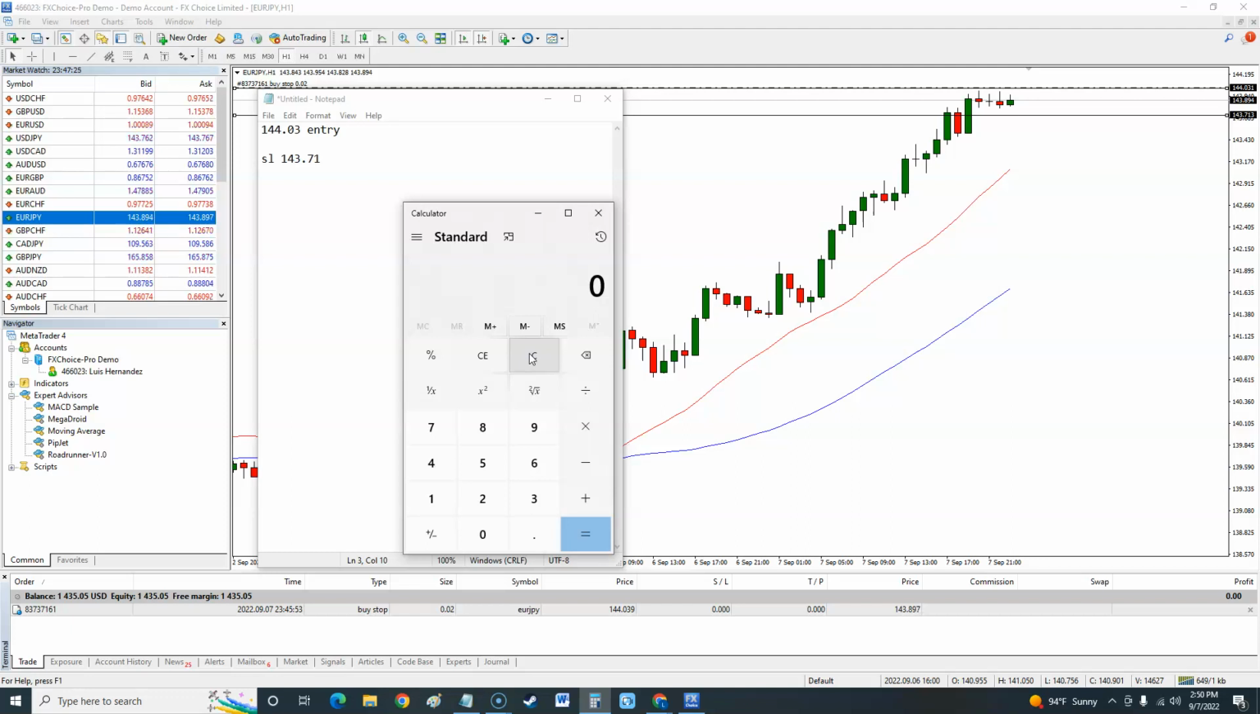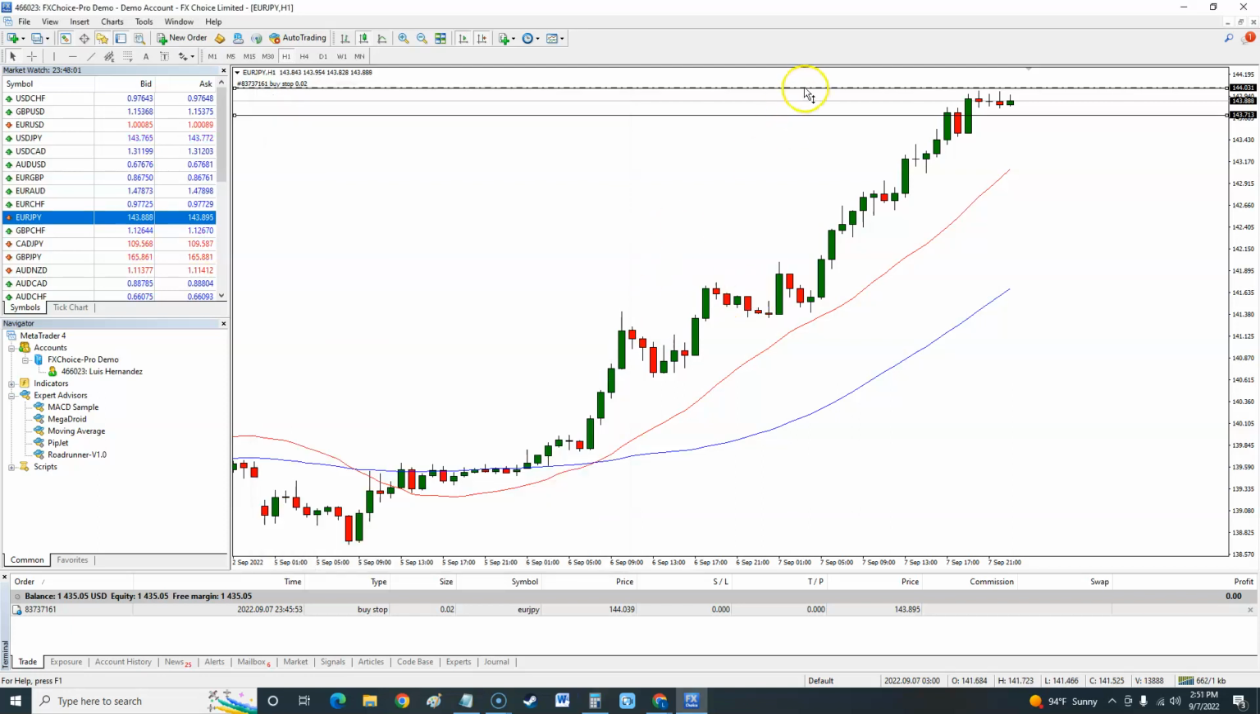So what we're going to do is 144.03 minus 143.71. Am I doing that correctly? Yeah, so that's 32 pips. So we take 32 times 2. That's our take profit. It has to be 64 more than 144.03. So 64, remember that, guys. So 144.03 plus 0.64. That's our take profit, 144.67. Okay, we're going to open up that.